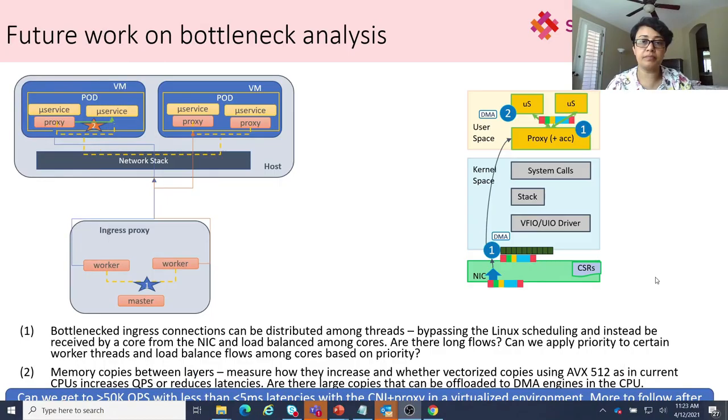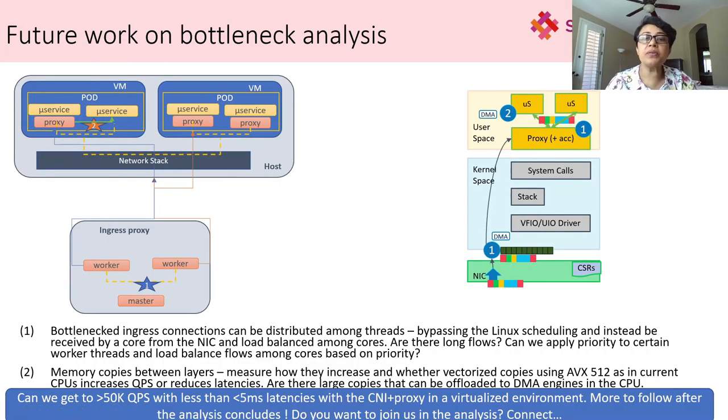Thanks, Otto. As a continuation of the bottleneck analysis, we would like to propose some next steps. Let's look at the ingress connections on the left-hand side of the diagram here that can be distributed among multiple worker threads, labeled one. So worker threads that are waiting for traffic versus threads that have traffic to microservices that are active but imbalanced. Look at bypassing some of the Linux scheduling here and instead use core-based balancing. So multiple cores being used to balance out multiple worker threads being scheduled, maybe with a priority among them.